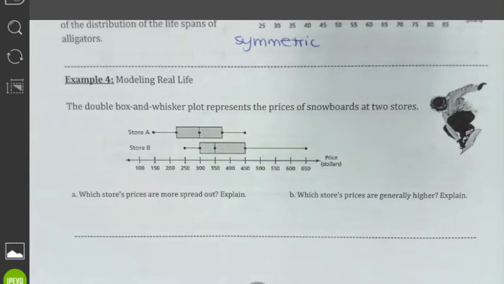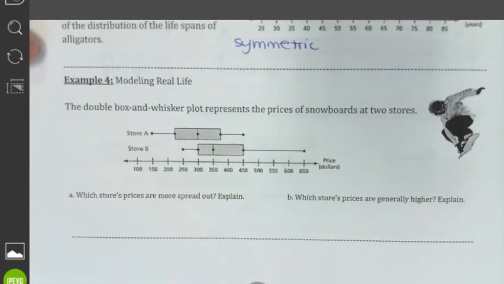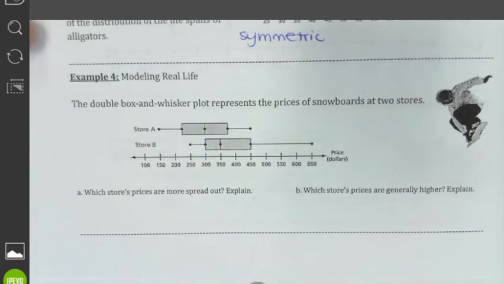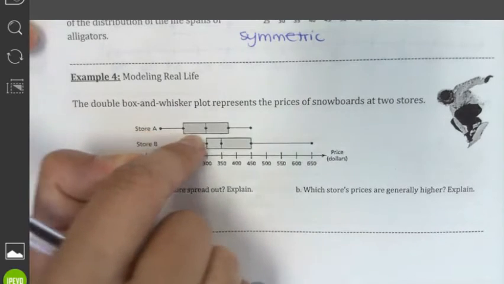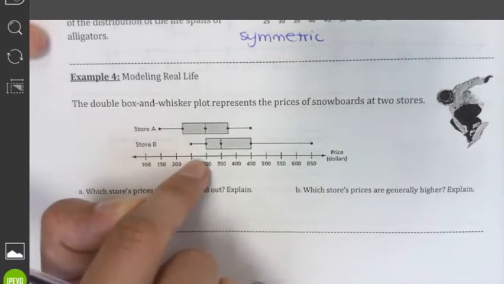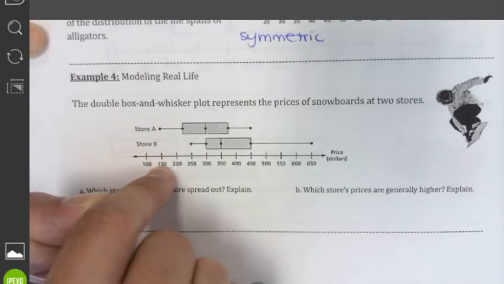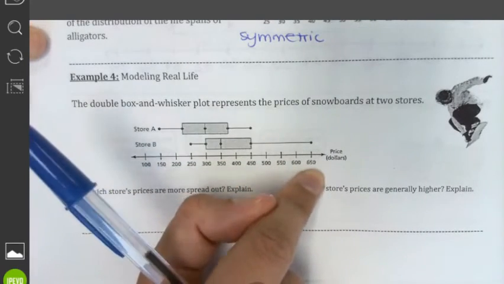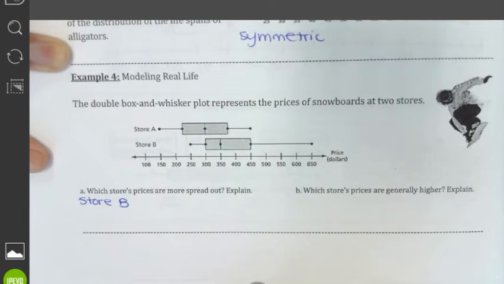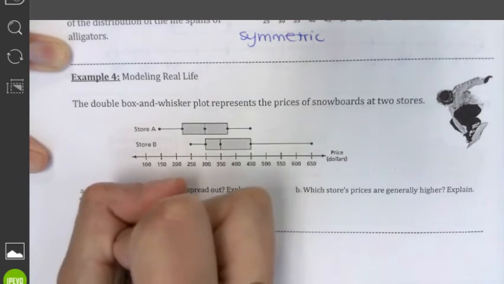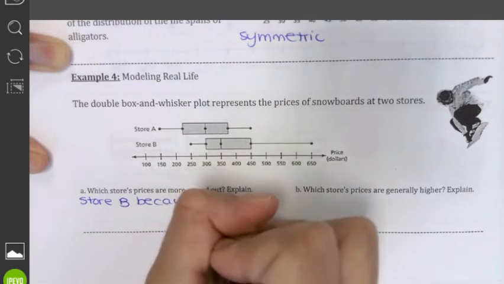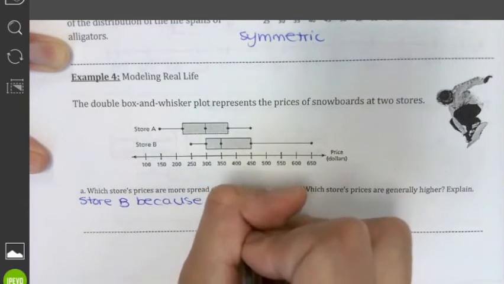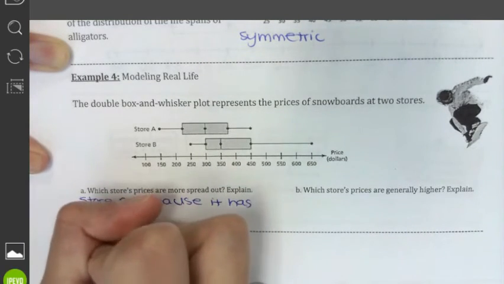Okay, last example, example 4. The double box and whisker plot represents the prices of snowboards at 2 stores. So we have store A and store B. Which store's prices are more spread out? So I'm looking to see which one has a greater range, which would be from the maximum to the minimum value. So it looks like store A goes from $150 up to $450, and store B goes from $250 up to $650. So I'm going to say that store B is more spread out because it has a greater range.